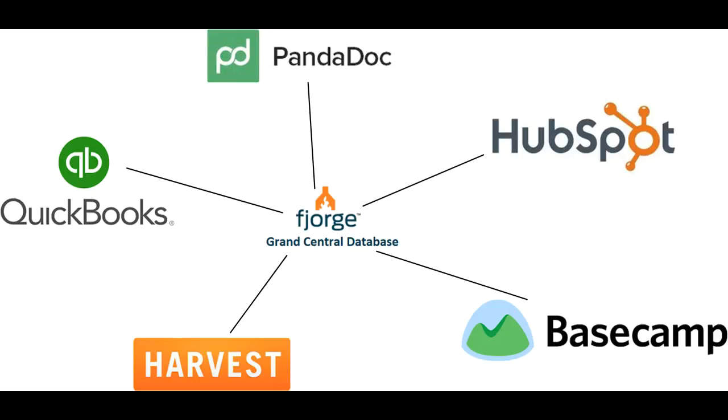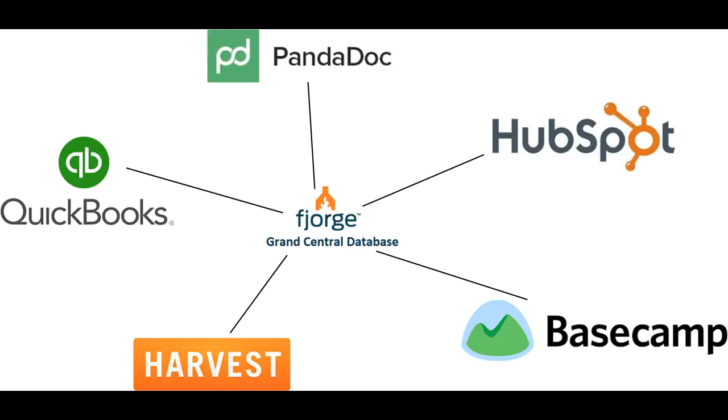For our project, we worked with Fjorge Digital, which is based in Minneapolis. The purpose of our project was to automate the data flow between 5 different software systems utilizing their APIs. The systems we worked with were PandaDoc, which is used to create and edit documents, QuickBooks, which is used to create and send invoices, Harvest, which is used to track the company's time, HubSpot, which was used to track the sales, and Basecamp, which was used as a project management tool.